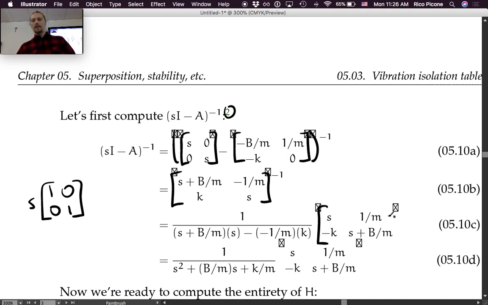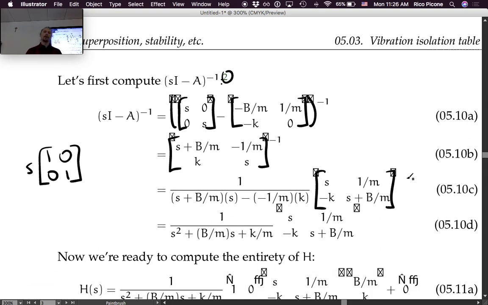So we take this inverse. Once again, we can use that formula, the adjoint one. So we flip-flop these two. So S goes to here. S plus B over M goes to there. Switch the signs on these two guys, and we're ready to roll. All we need to do is find the determinant of this original matrix. So it's S plus B over M times S, that's this first term, minus negative 1 over M times K, which is the second term.